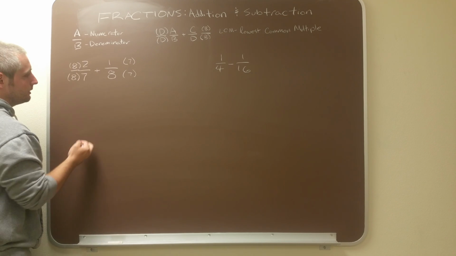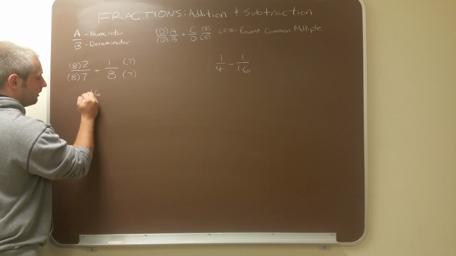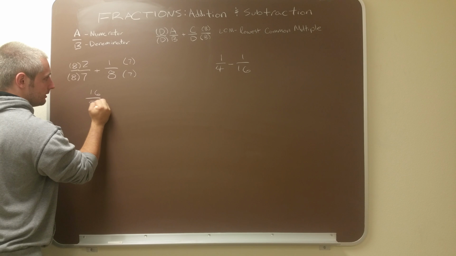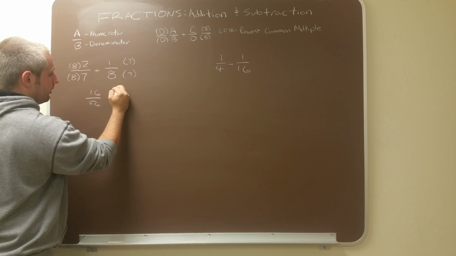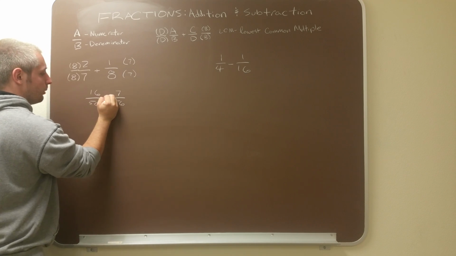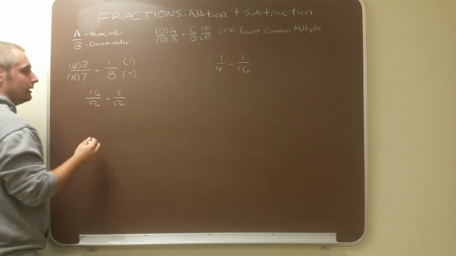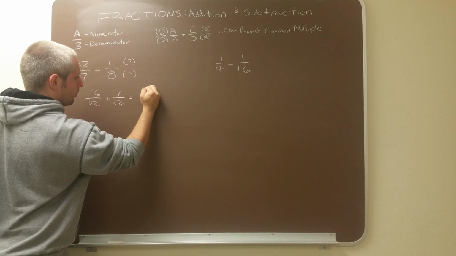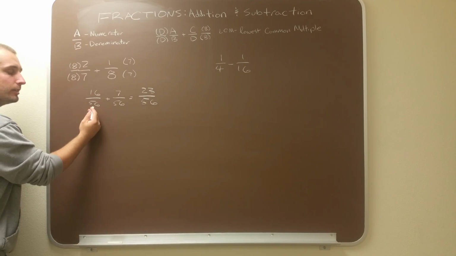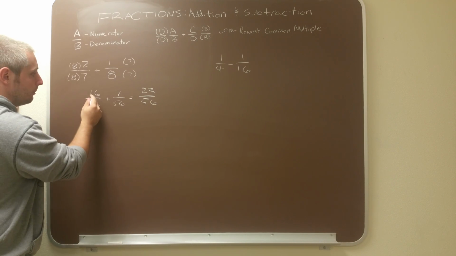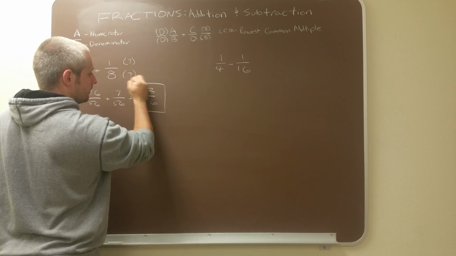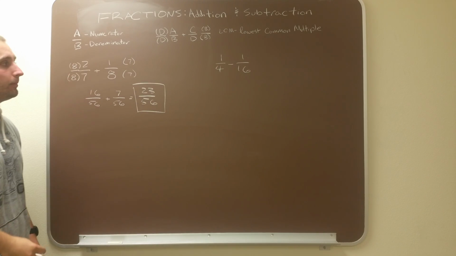So what's 8 times 2? 16. 8 times 7 is going to be 56. And then 7 times 1 will give you 7, and then we get 56 again. And if we add these two together, 16 plus 7 is going to give you 23 over 56. You're going to just leave the denominator the same, but you're going to add the numerators. So this would be our final answer because we can't simplify it.